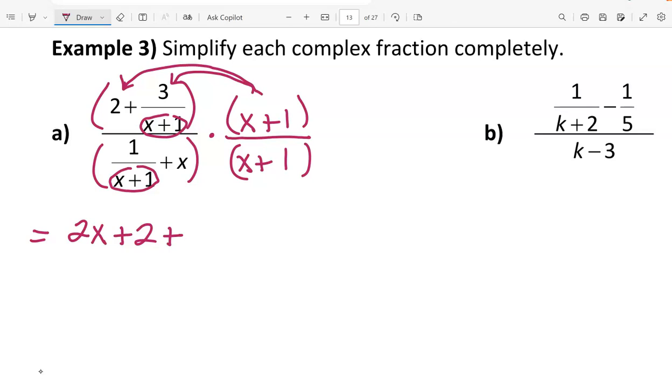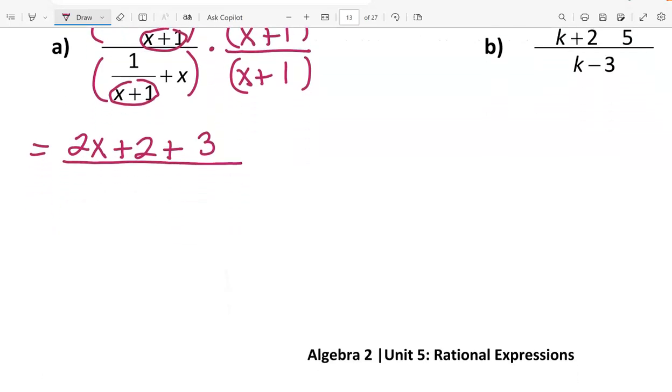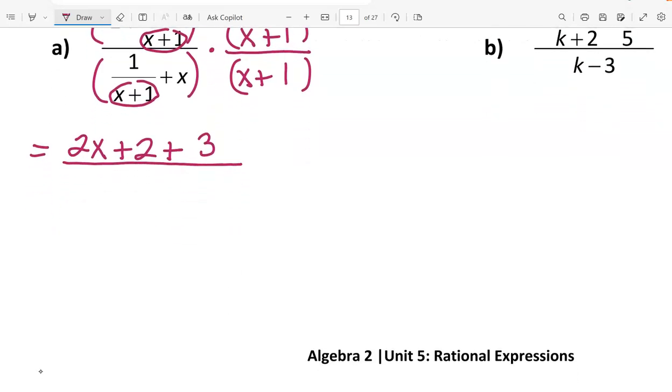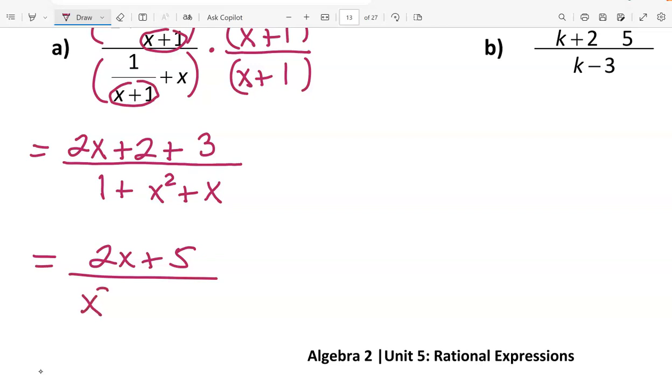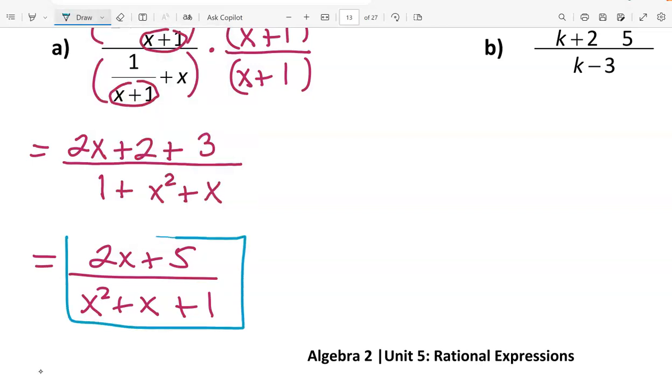Here it will be helpful if you can think about the factor that cancels. So when we have 3 divided by x plus 1, when we multiply by x plus 1, the multiplication and division cancel each other out, and that leaves us with just plus 3. In the bottom of the fraction, 1 over x plus 1 times x plus 1 is just 1, and then x times x plus 1 is x squared plus x. Now we have a numerator of 2x plus 5 and a denominator of x squared plus x plus 1, and that trinomial in the denominator is prime and doesn't factor, so this fraction does not reduce.